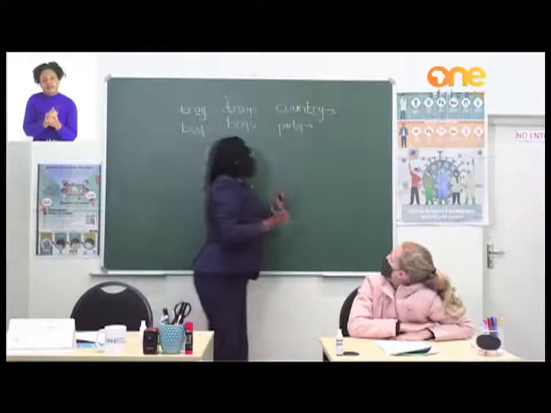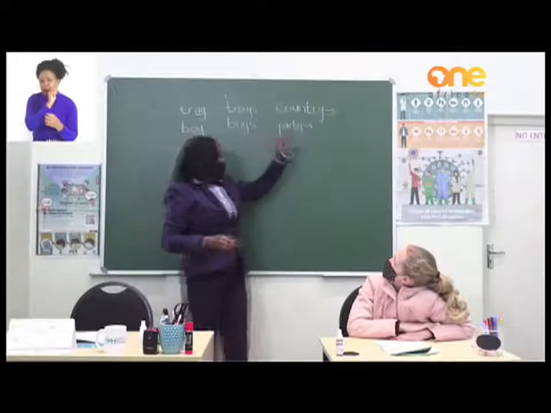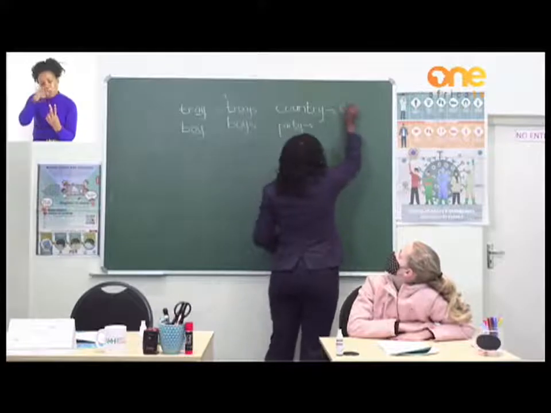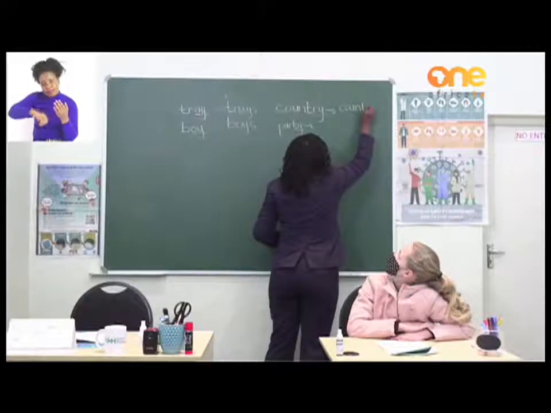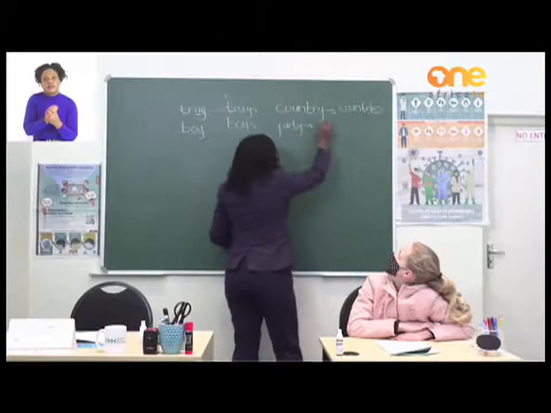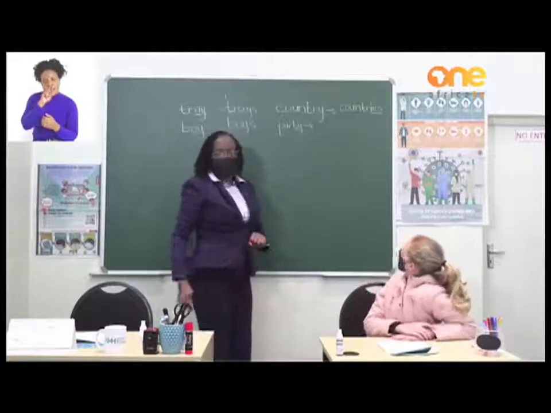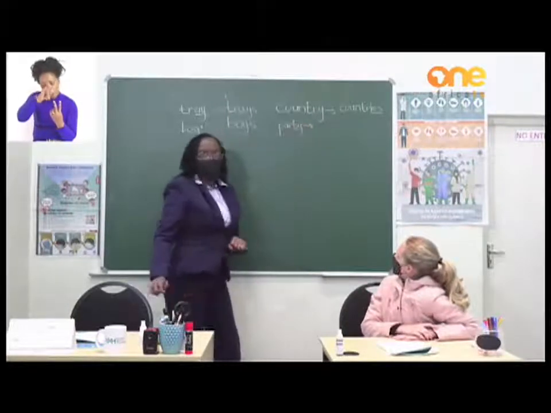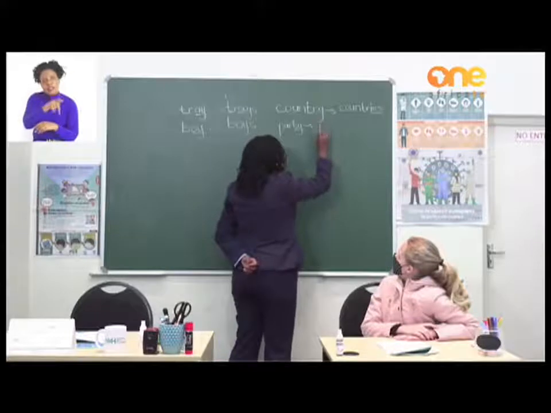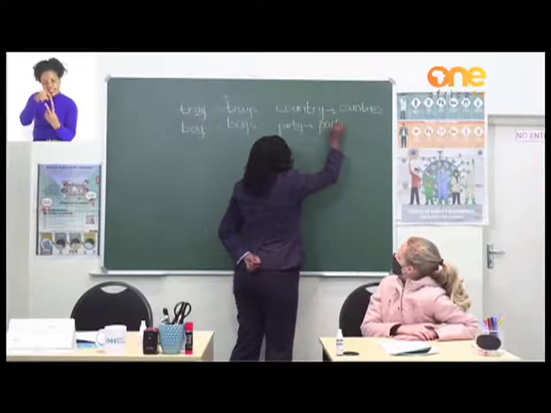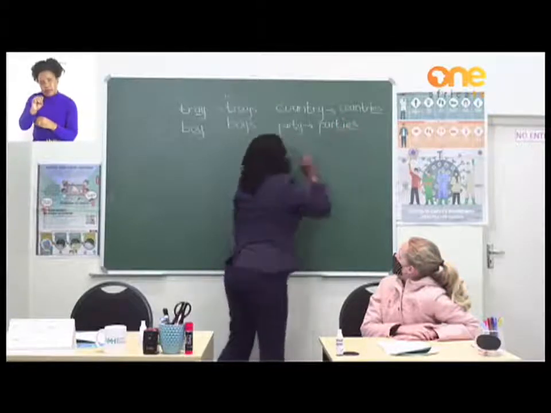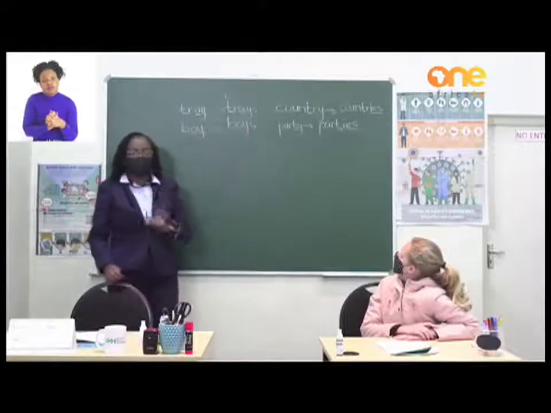But in the case where you have your noun ending in a consonant followed by Y, what you do is you drop the Y and you add IES. You drop the Y and you add IES, and you have countries. The same thing with party. Party ends in T and is followed by Y. So what we do is we drop the Y and we add IES, and we have parties. That's the difference between the two.